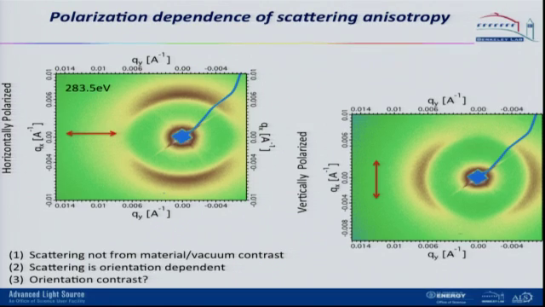But another nice thing is that with the instrument we have, we can actually tune the polarization direction. So the light here is linearly polarized. If you have the polarization horizontal, you see the scattering intensity mostly vertical. But if you change the polarization direction, the scattering pattern basically follows. So this says that the scattering is not because of the contrast between the material and the vacuum, or between the material and some other compounds. This is purely from the orientational sensitivity.